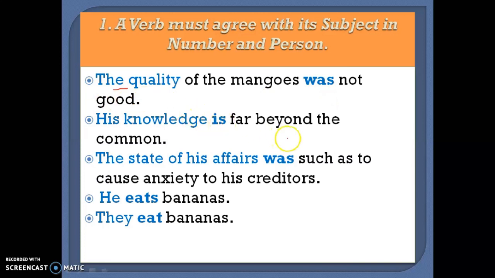His knowledge is far beyond the common. The state of his affairs was such as to cause anxiety to his creditors. He eats bananas. They eat bananas. Now this rule is very simple.